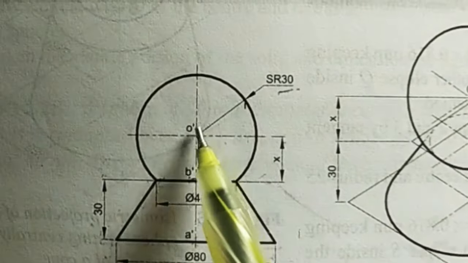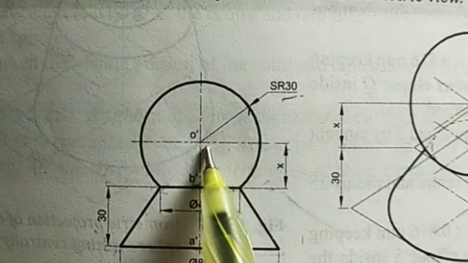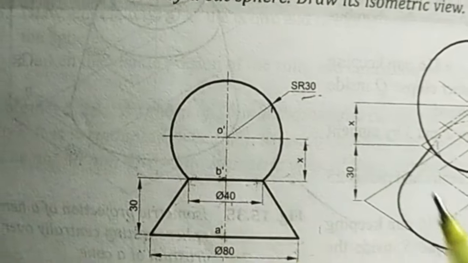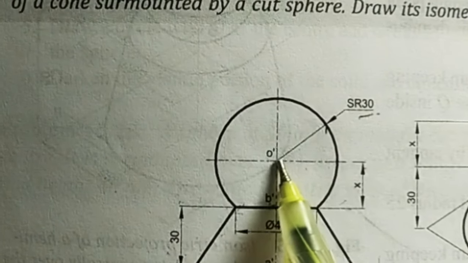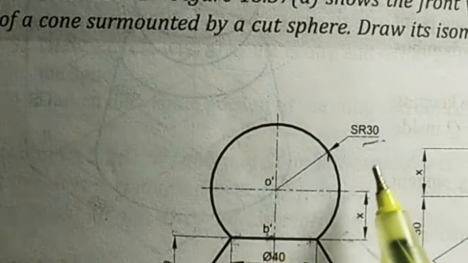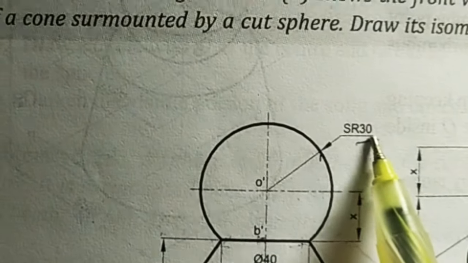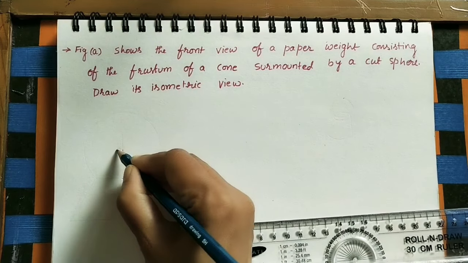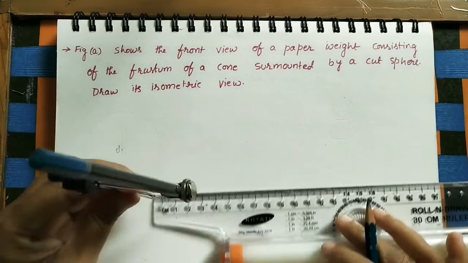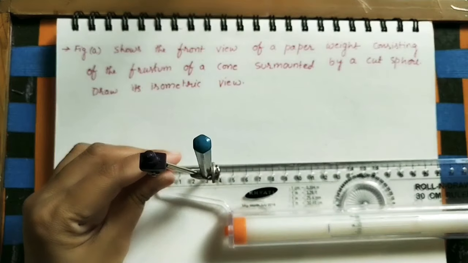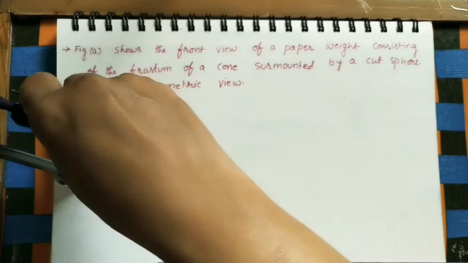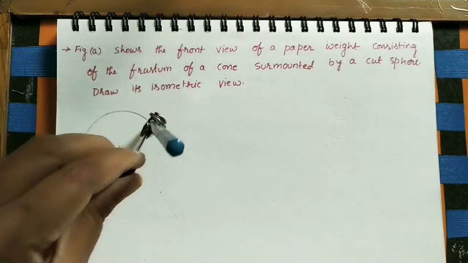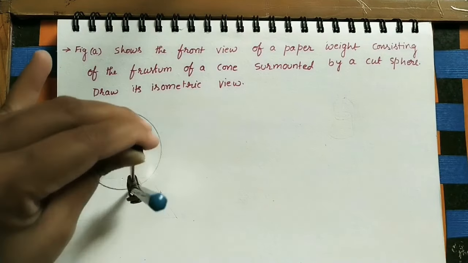Initially we will take any point as a center. This is the front view they have given. For front views, we mark small letters: a dash, b dash, c dash, like that. Now take the center O dash. Draw the sphere. How much radius? 30 mm, that is 3 cm. Take O dash as the center and take a 3 cm radius using a compass. Draw one circle, since a sphere looks like a circle in this view.